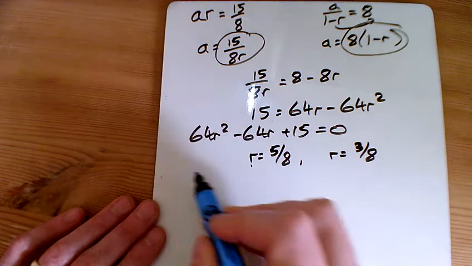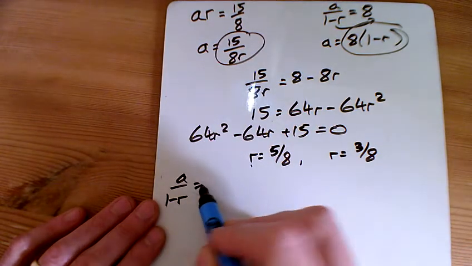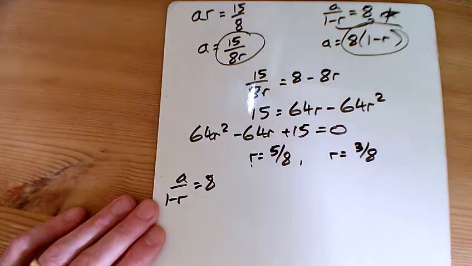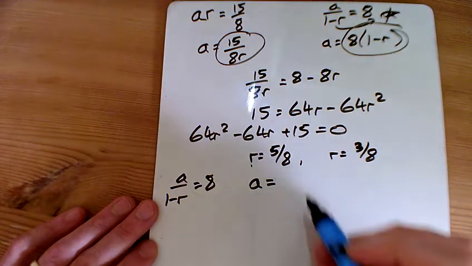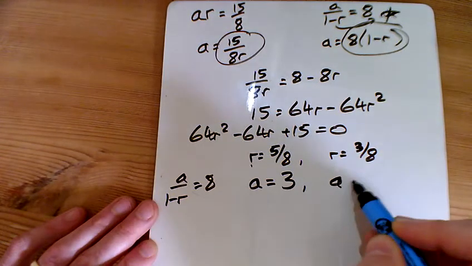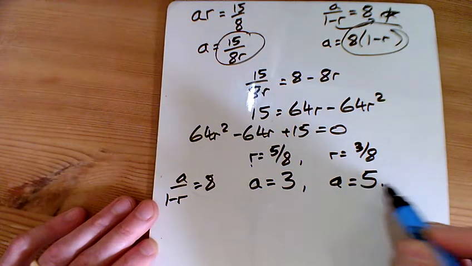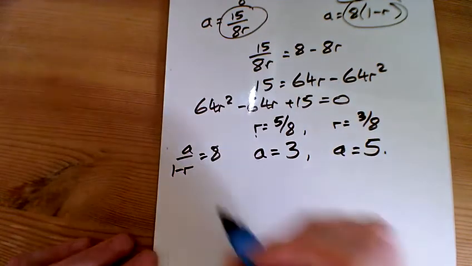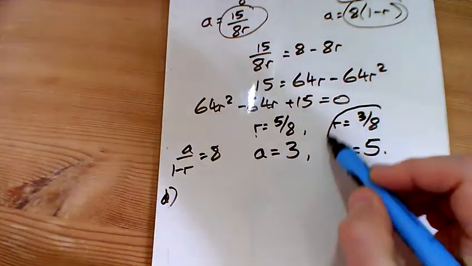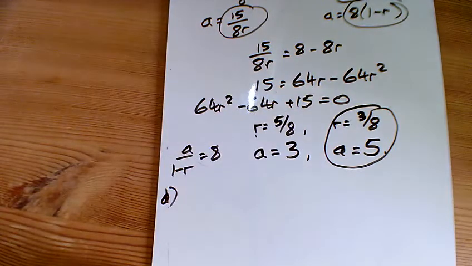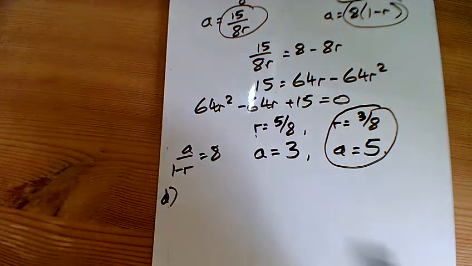And if I then put this into the A over 1 minus R equals 8 one from earlier here, that one there gives me that the first term for that one would be 3, and the first term for that one would be 5. And for the last part of the question, part D, it says taking the smallest value of the two R's, so that's that one there, count n to exceed 9.